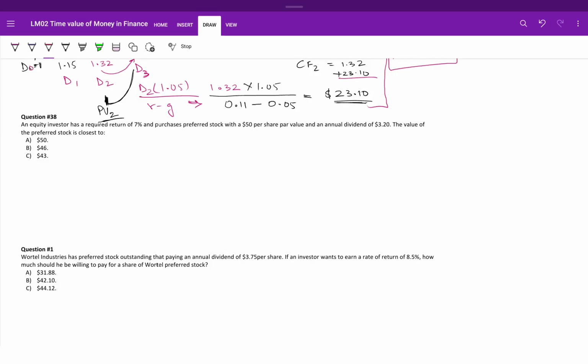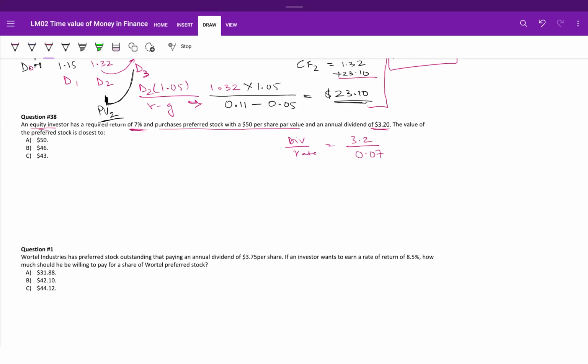An equity investor has a required return of 7%. So the required return is 7%, and they are talking about an equity investor. The investor purchases preferred stock with a 50 per share value, and the annual dividend is 3.2. The value of the preferred stock is closest to what? The options are 50, 46, and 30. This is actually a preferred stock situation. For preferred stock, the formula is simply the dividend divided by the rate. So the dividend is 3.2 and the rate here is 7%.